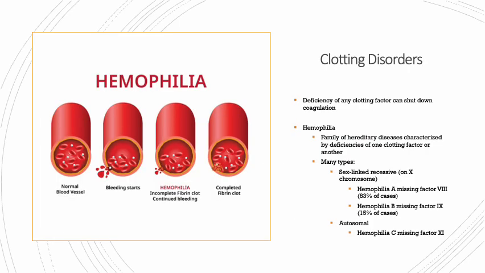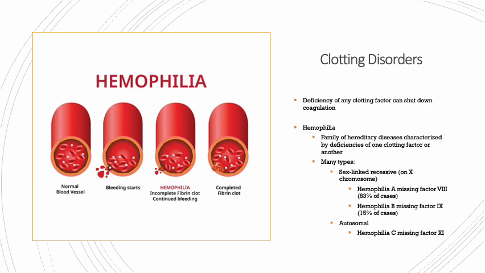So, some clotting disorders. Clotting disorders are anything that causes the body an inability or a deficiency in clotting. So either you don't clot or you clot really, really slowly. The most common clotting disorder is hemophilia. And hemophilia is a sex-linked recessive genetic disorder. It is carried on the X chromosome and it affects boys.